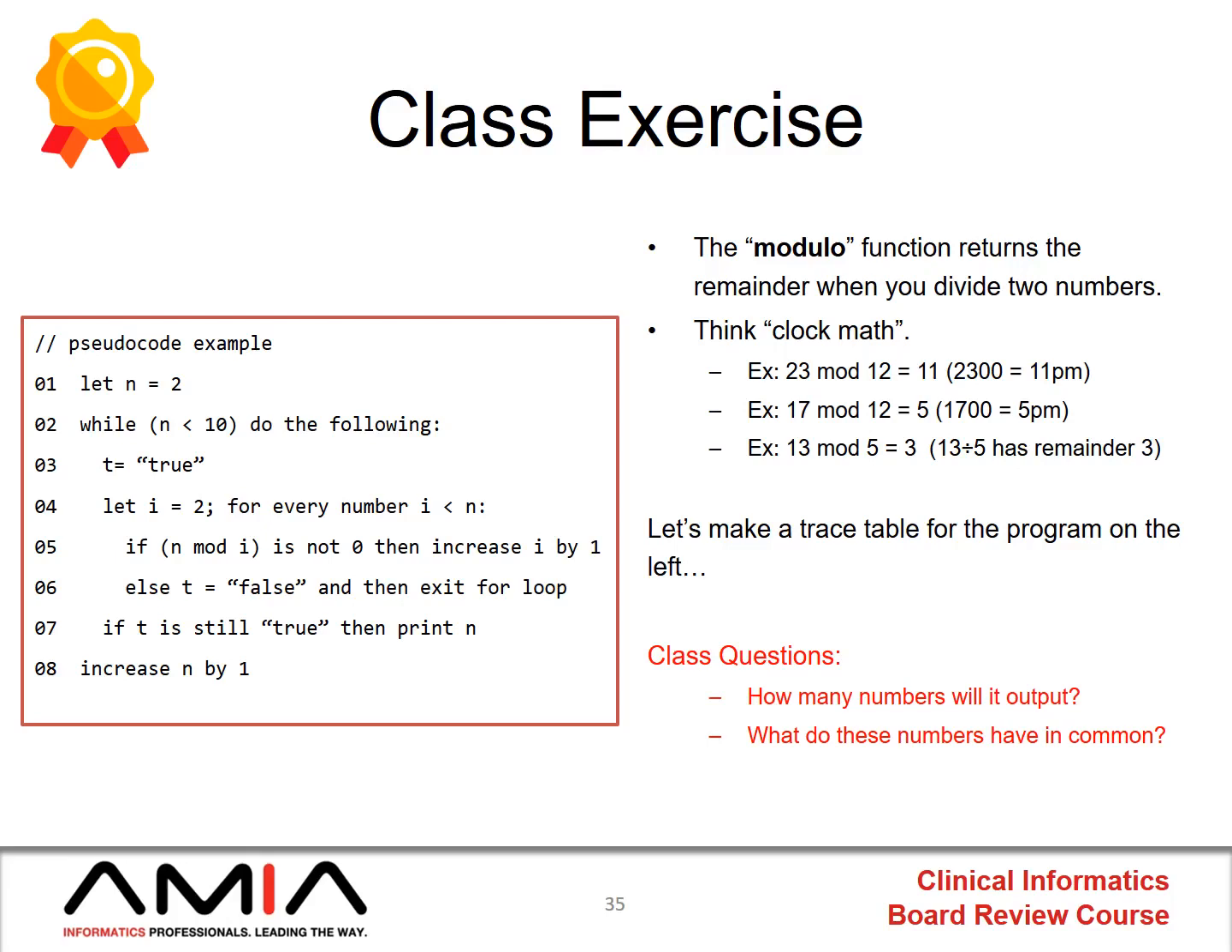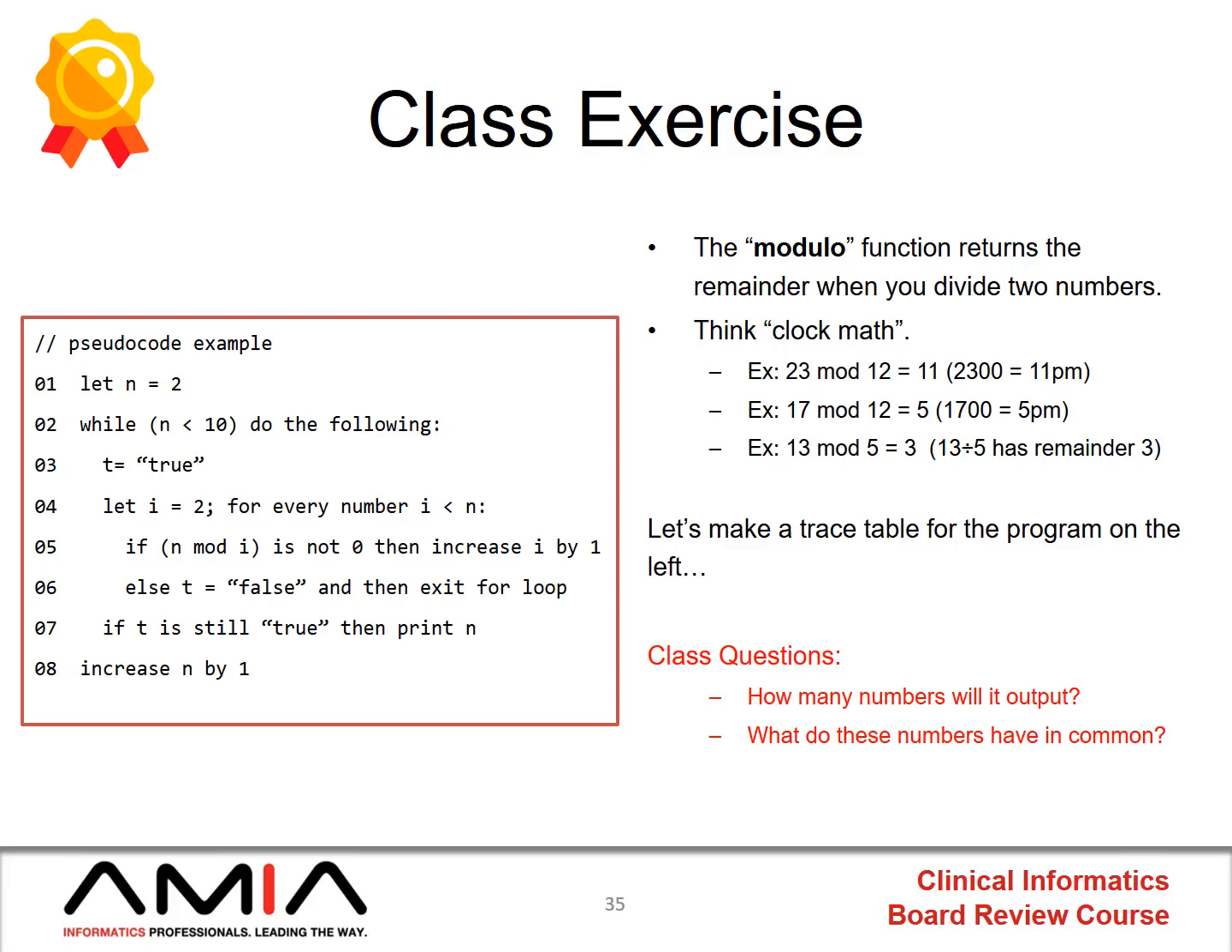Let n equals 2. While n is less than 10, do the following. First, set the value of a variable t to be true. And now I'm going to do another loop. Let I equals 2, and for every number where I is less than n, do all this stuff that's listed in line 5. And then, I'll go through it actually. So it says if the output of this mathematical function n mod I is not equal to 0, then increase I by 1. Line 6, if that's not true, if line 5 is not true, then set the value of t equal to false and exit the loop.